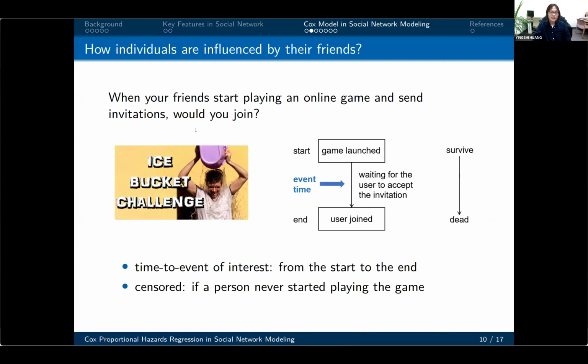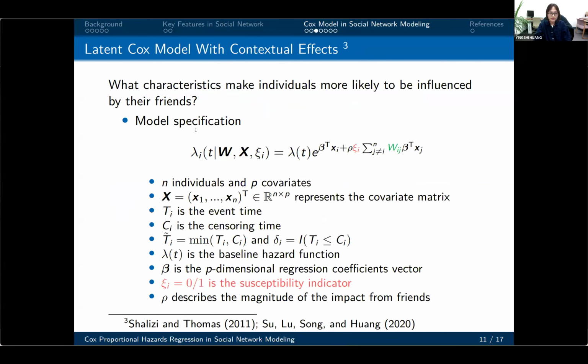In this event, we consider the time the game is initiated as the starting point and the moment a user accepts the invitation to begin playing as the end point. This process is actually very similar to the structure of survival data. So joining the game can be viewed as the point of death, and the event time we want to study here is the duration until a user accepts the invitation. If a user never starts the game within our study period, they are treated as censored. So here, the latent cause model was proposed to help us examine what characteristics make individuals more likely to be influenced by friends.